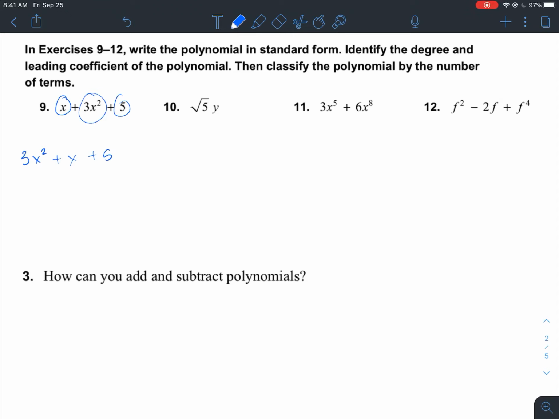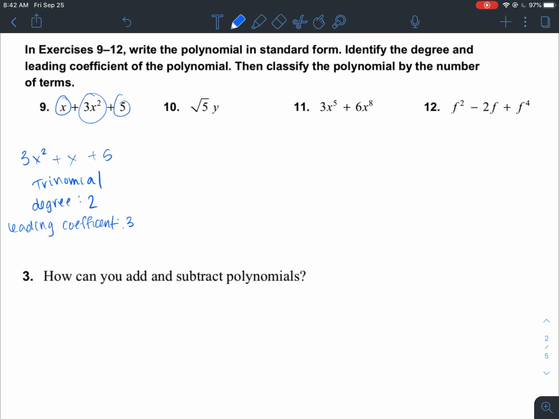And this is going to be a trinomial, right? Identify the degree and the leading coefficient. This is a degree of 2. The leading coefficient would be 3. And then, classify the polynomial by the number of terms. It's a trinomial, so we already did that.